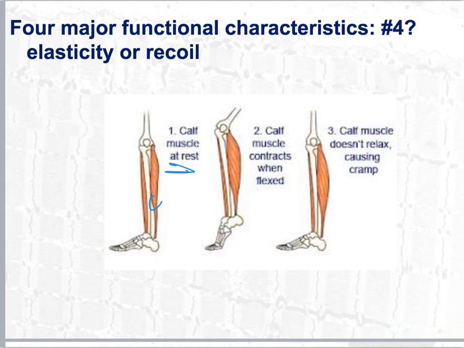When that doesn't happen, we get a muscle cramp. When the muscle doesn't relax as it should, or it doesn't recoil as it should, it stays contracted, that is when you get a leg cramp, for instance. So, leg cramp picture on the next slide.